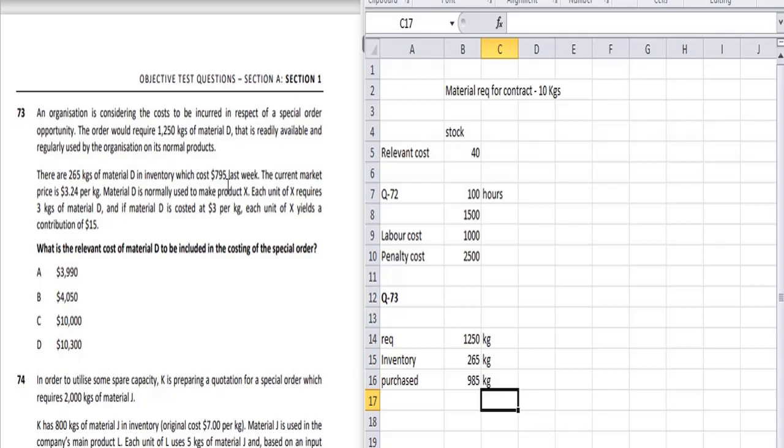The inventory cost 795 last week. So this is a sunk cost, it occurred earlier. The current market price is 3.24 per kg, and material D is normally used to make product X.